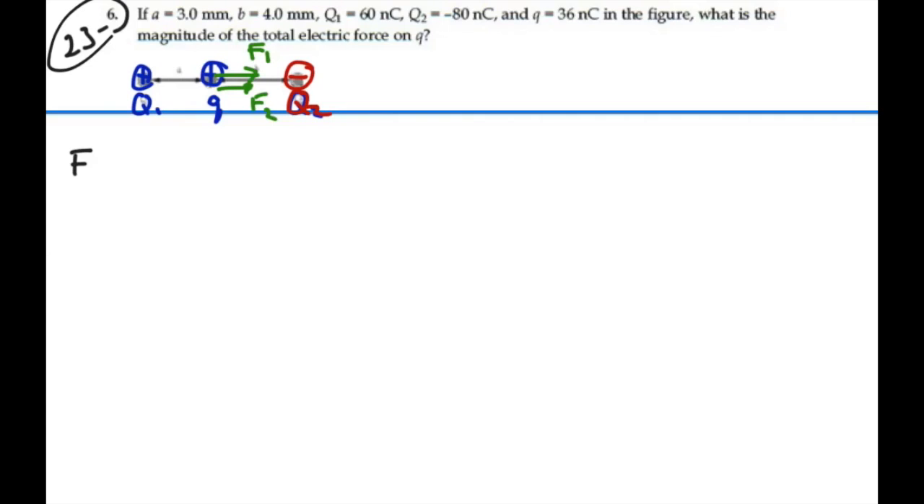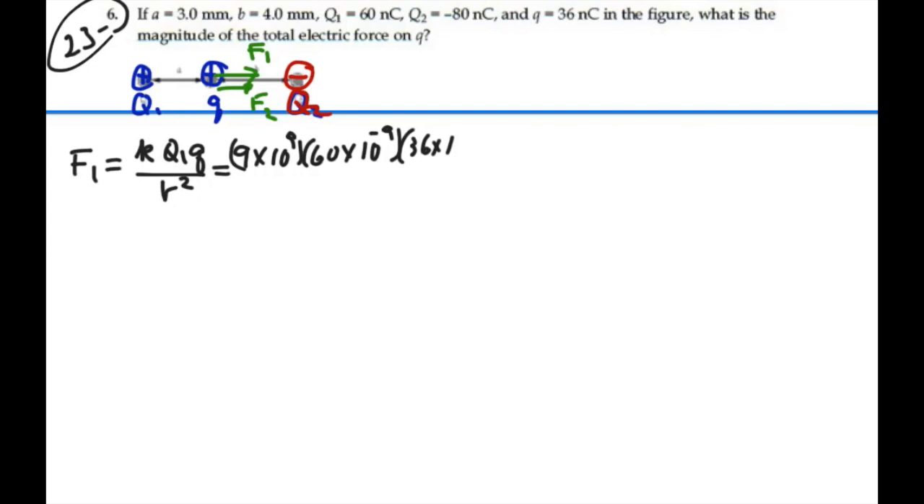Alright, so force 1 is going to be equal to K Q1 little q over the distance between them squared. That's going to be 9 times 10 to the 9 times Q1, which is 60 nanocoulombs, times little q, which is 36 nanocoulombs, over the distance between them, which is the distance A, which is 3 millimeters. And we're going to square that.